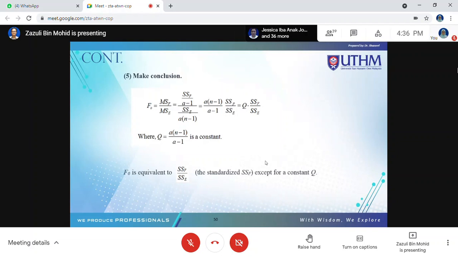So this is a conclusion that can be made in your analysis. Q is a constant, F0 is defined as SSF divided by SSE, and then you can have the value. So if the F0 is equivalent to SSF divided by SSE, it is the standardized SSF except for a constant Q.